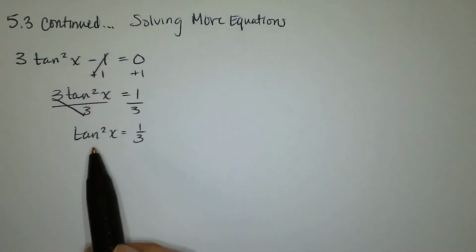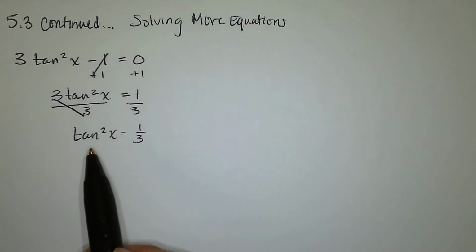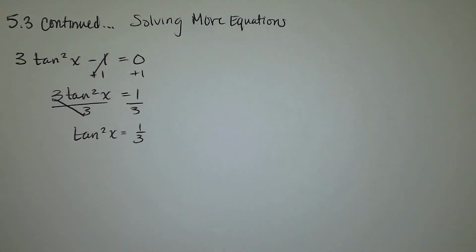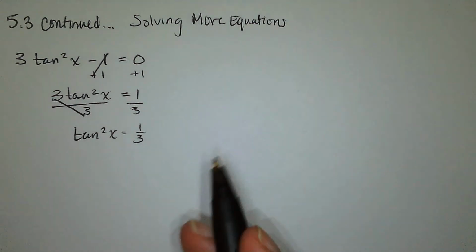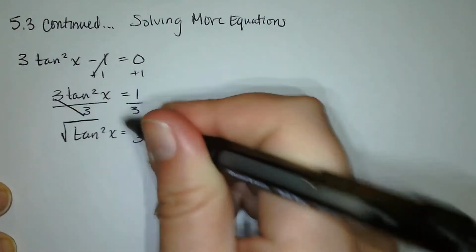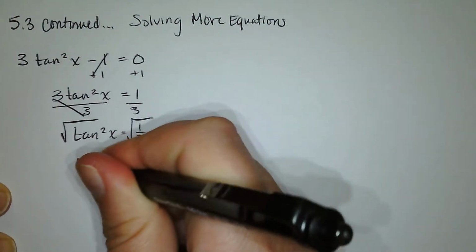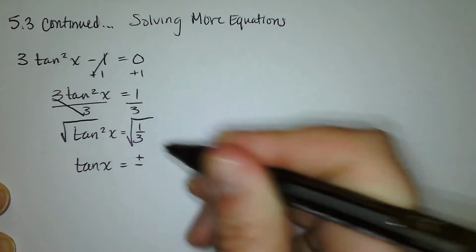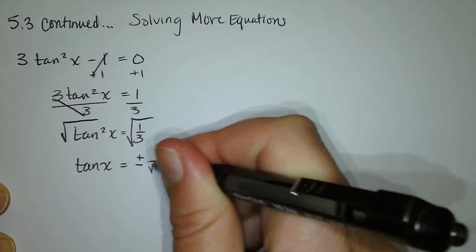Now this is what I was just talking about. Once we get to this point, tan squared x equals 1/3. We do have to square root both sides to get tangent x and what it is equal to. When you do that, because we are square rooting both sides of an equation, you have to remember the plus and minus sign. So we go like this, and we have tangent of x is equal to plus or minus 1 over the square root of 3.